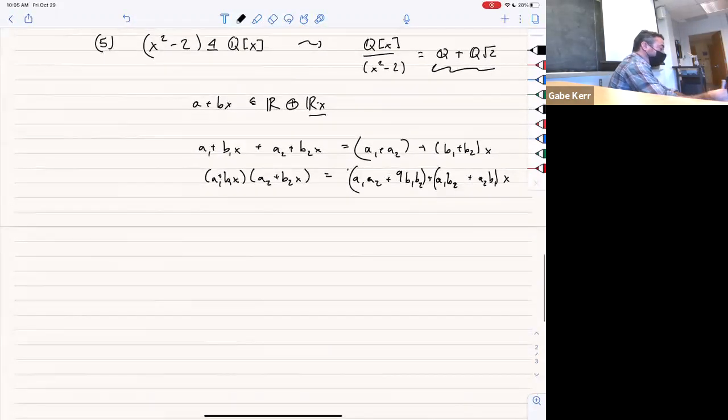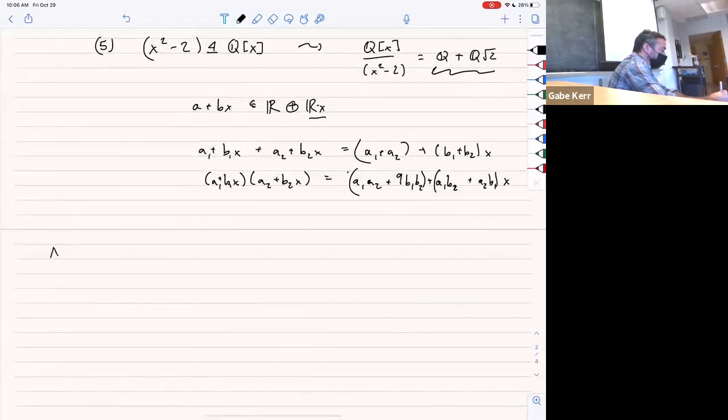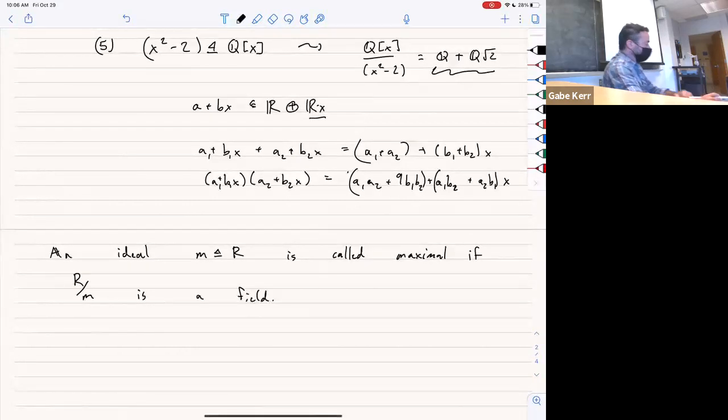Questions? I was about to define an earth-shattering concept for you guys. Kind of. So an ideal M in R is called maximal if R mod M is a field. See what the connection is.